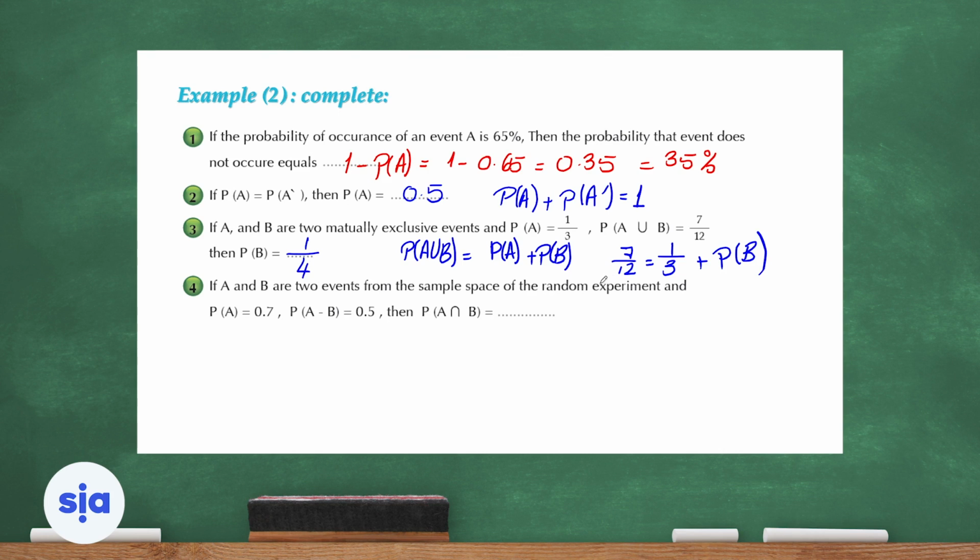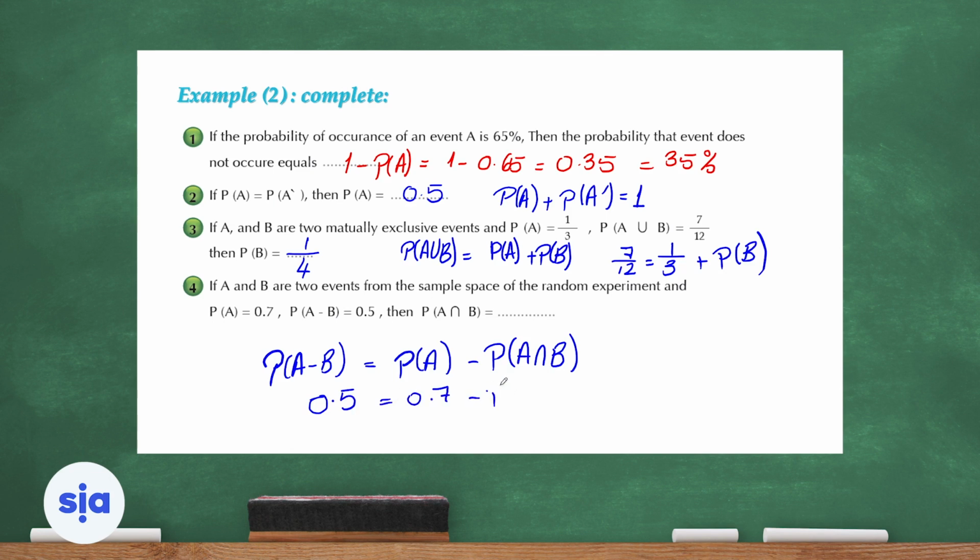Question 4. We know that the probability of A minus B equals the probability of A minus the probability of the intersection between A and B, the probability of A intersect B. So if A minus B equals half and the probability of A is 0.7, how can we find the intersection? Yes, for sure you guys know that the probability of A intersect B is 0.2.